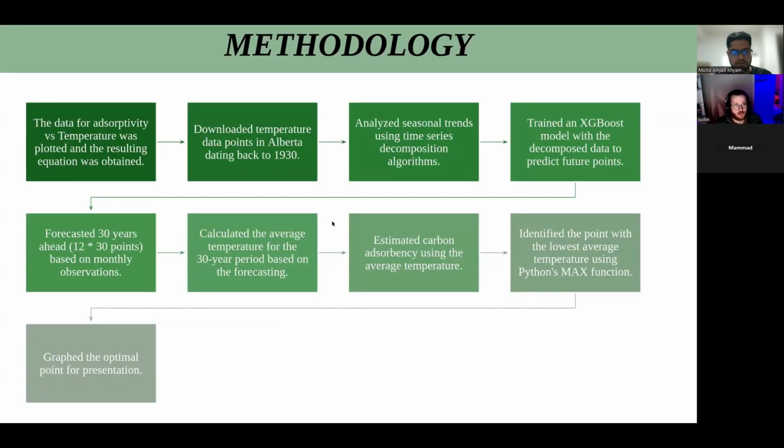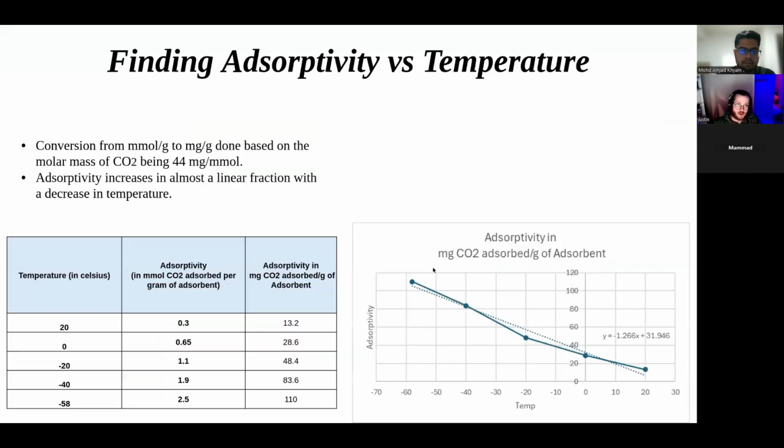As for our methodology, we found a metric for absorptivity versus temperature. We found our temperature data. We trained an XGBoost algorithm to predict points, and we predicted out 30 years. Based on that 30 years, we calculated an average temperature, and then we used that to estimate the absorptivity of a location, and then we used the max function to find the best location.